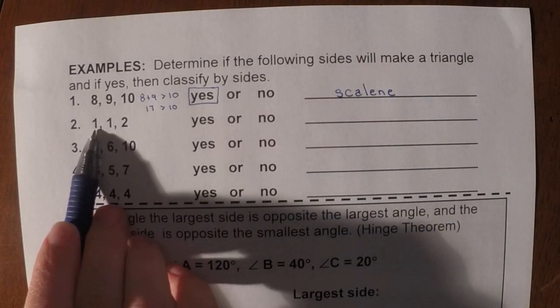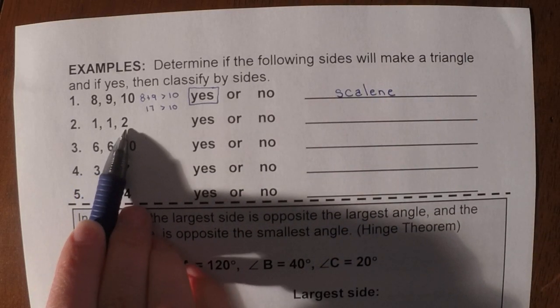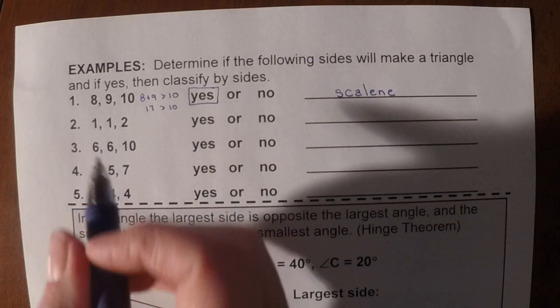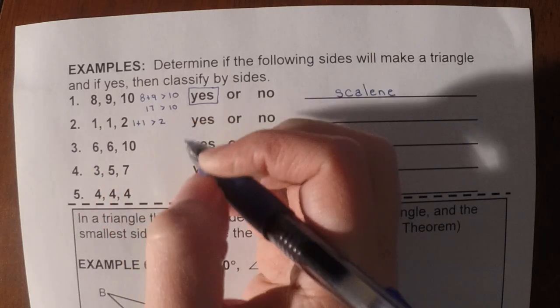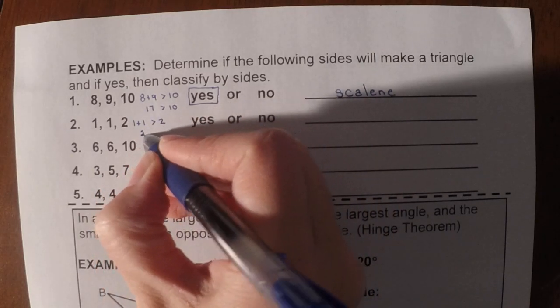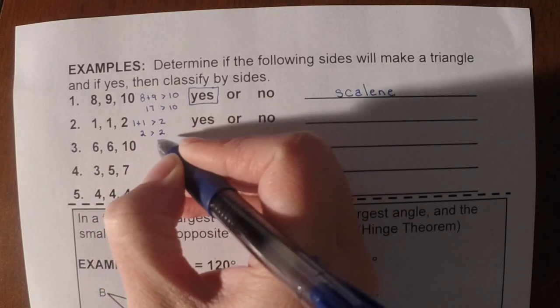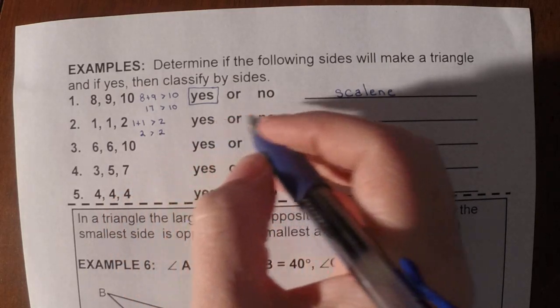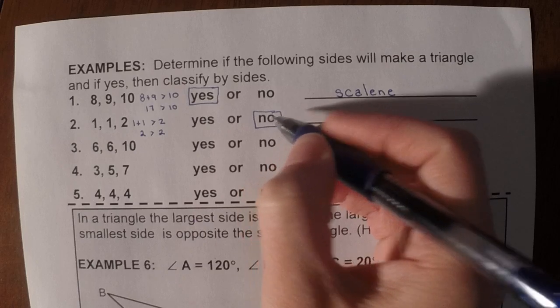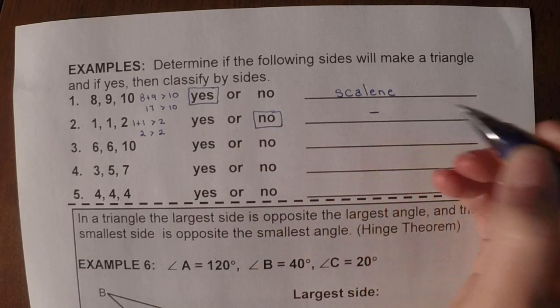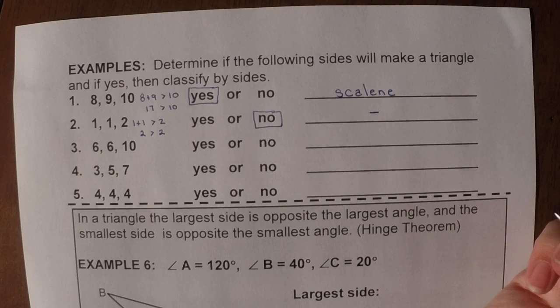So the same thing here, 1, 1, 2. Out of those, 1 and 1 are the smaller 2 sides. So 1 plus 1 has to be greater than 2. Well, we get that 2 has to be greater than 2. Well, that's not true. They're equal, but they're not greater. So this would be no. Since it's no, we can't classify the triangle because it doesn't make a triangle.